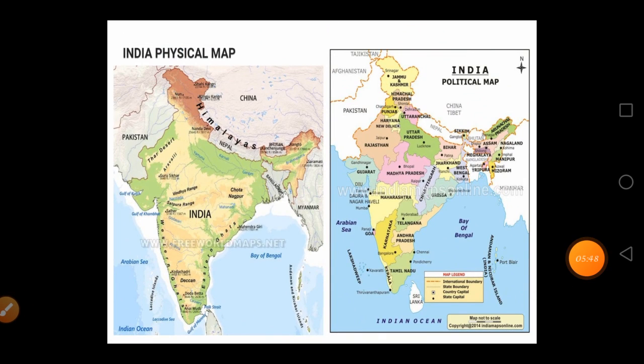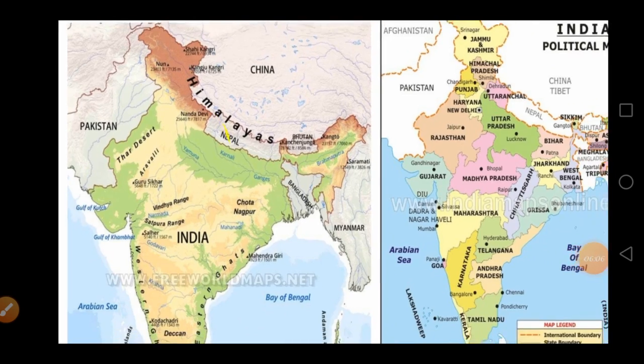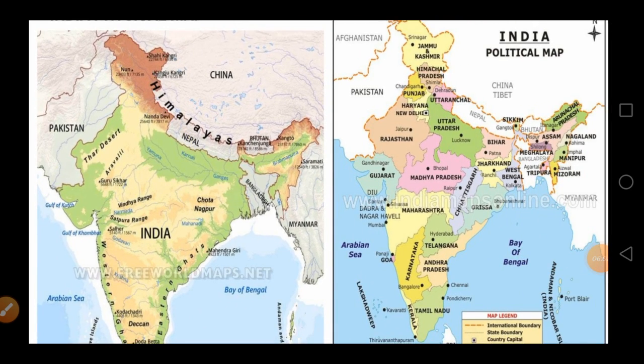So according to function, how many types of maps are there? Very good. Three types. First is physical, second political, and third thematic map. Let's see the physical map first. This map is also called a relief map.